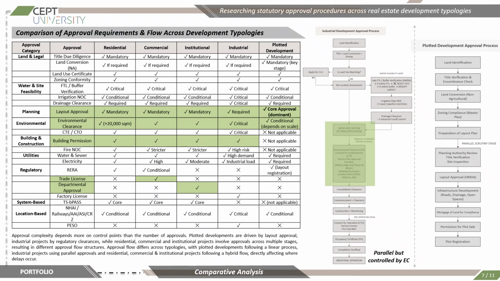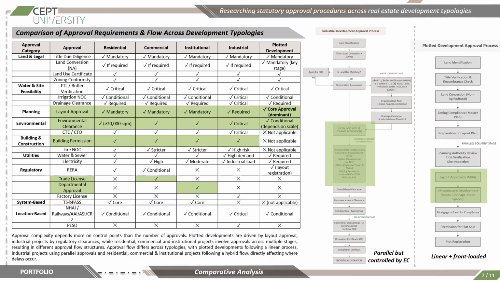Under land and legal approvals, title due diligence, land conversion, land use certificates, and zoning conformity are common across all the different development typologies. However, in plotted developments, land conversion becomes a very important stage because the entire layout approval process is dependent on it. Under water and site feasibility, the FTL and buffer verification is marked critical across all typologies because it directly affects the site viability. Irrigation NOCs and drainage clearances are conditional or required depending on the site conditions, but they become very important in industrial developments due to the higher infrastructure and environmental impact.